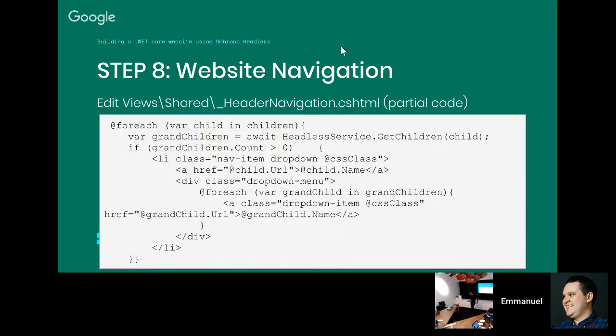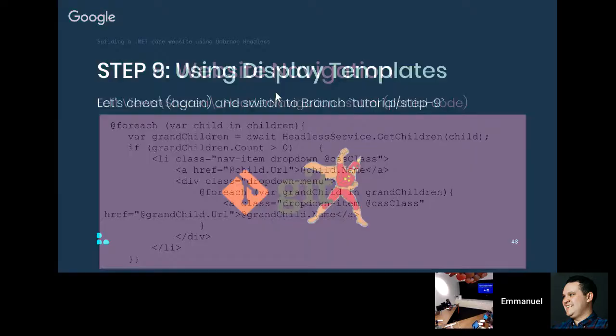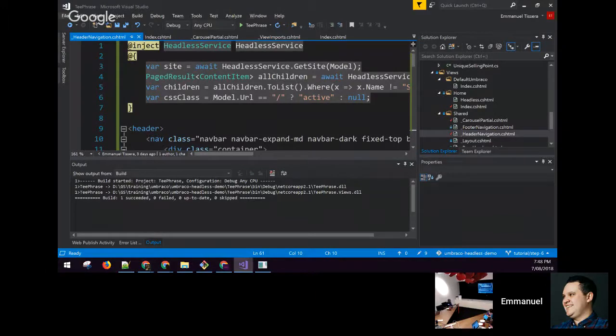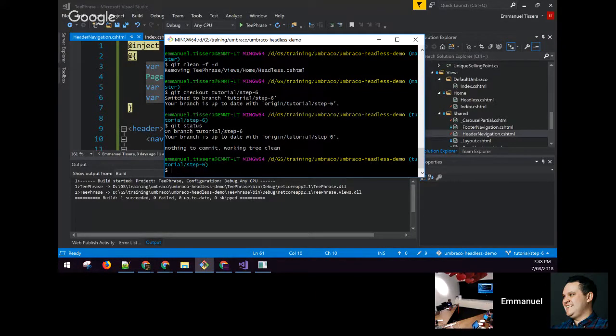Okay. Next step is, so we got our header navigation working. So you need navigation for a website, and we've done that. We're going to switch again. Cheating. Take a copy of your app settings.config if you want it. If not, you can copy it from the Google Doc. Use my one.